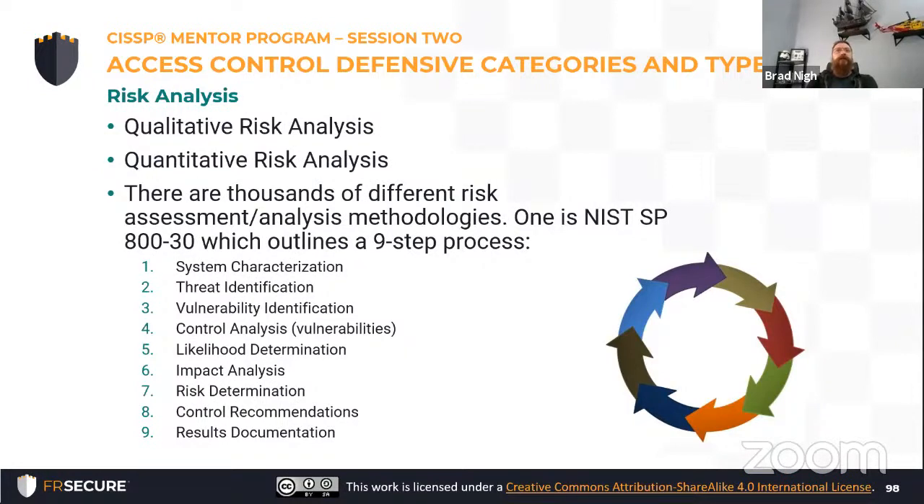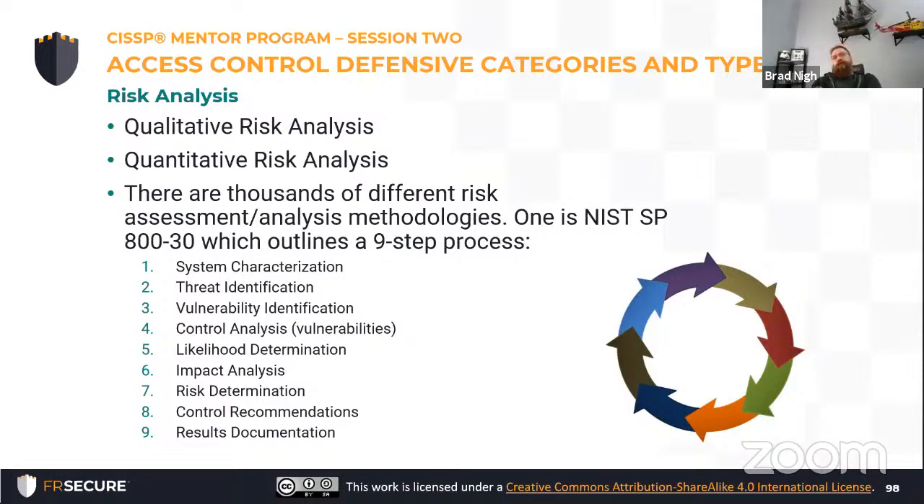So many different risk assessments out there. NIST SP 800-30, 9-step process. I believe this is testable, so you'll need to know the 9 steps and the order they're in. So we need to, what is the system? We need to identify threats. We need to identify the vulnerabilities. What are we doing about those vulnerabilities, right? The control analysis is, what do we have in place to mitigate vulnerabilities? Likelihood of it happening, again, likelihood of a hurricane in Florida, way higher than in Minnesota. The impact if it happens, that determines our risk, which then drives our control recommendations and the result.